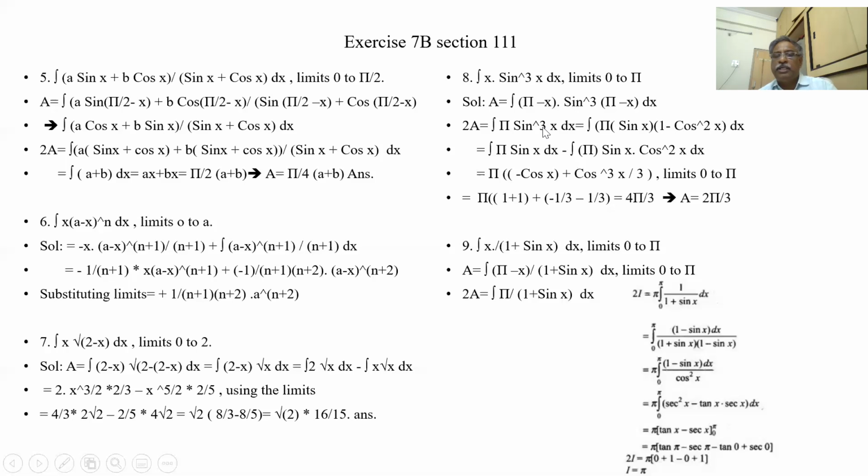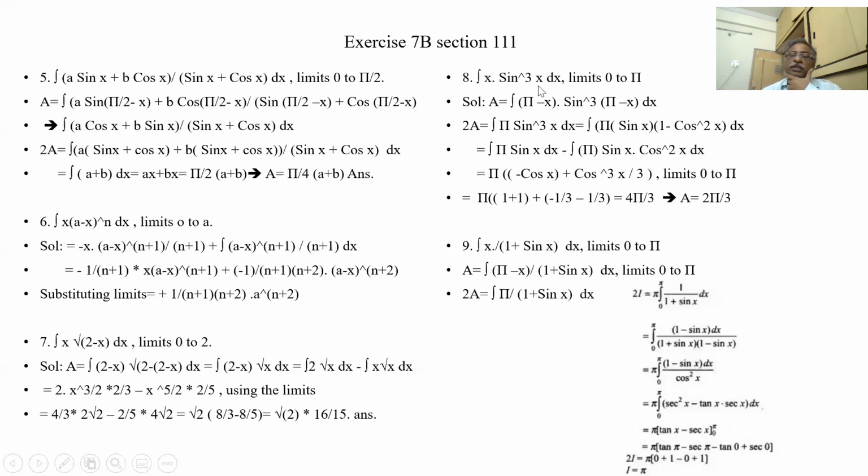Here this is simple. Sine square x into sine x, 1 minus cos square x. So integral pi of sine x minus pi of cos square x sine x. So this is cos cubed by 3, and this is minus cos x. Integration of sine x is minus cos x. Integration of cos square x sine x is cos cubed x by 3, because when I differentiate, it is 3 cos squared x into minus sin x. So this minus will go here. So when I apply limits 0 to pi, I am getting the answer 2 pi by 3. So here you use the formula and we have simplified.